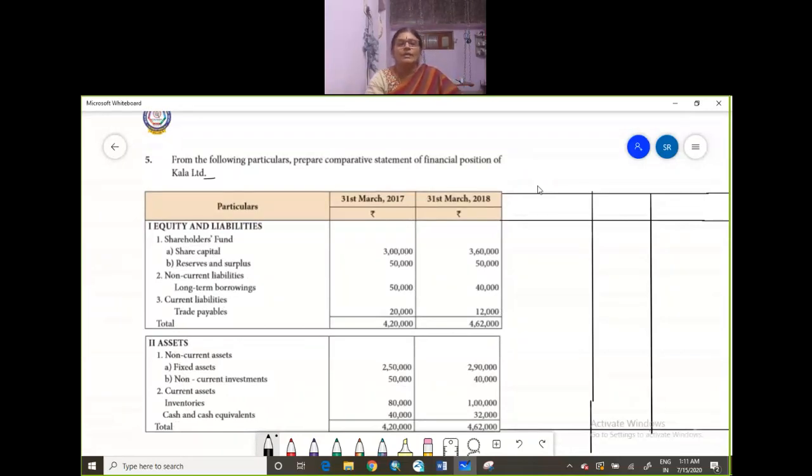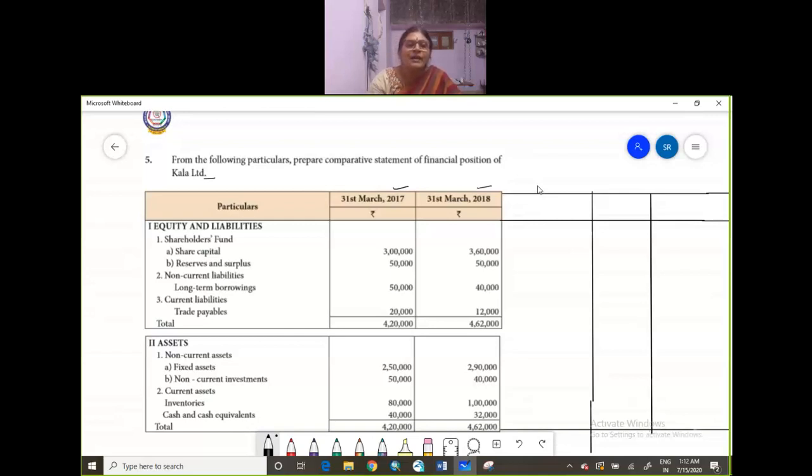Now, they've given you the details of the balance sheet of 2017 and 2018. Equity and liabilities: they've given you the shareholders' fund, reserves and surplus, non-current liabilities, in that long-term borrowings, and current liabilities, trade payables 20,000, 12,000, 4 lakh 20 and 4 lakh 62. This is the closing liability balance of both the years. Then they have given you the asset side. Asset side total is 4 lakh 20 and 4 lakh 62 for the next year. So you're going to compare both the balance sheets.